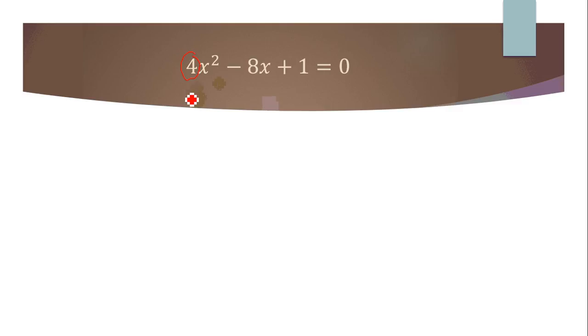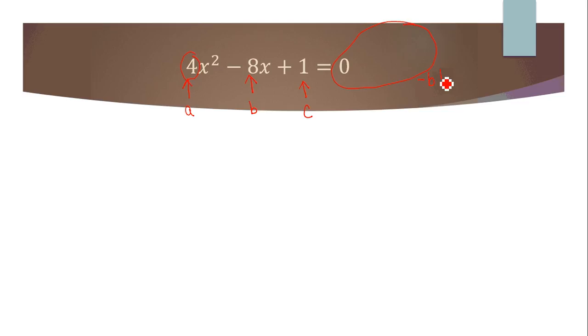The a always has to be in front of the x squared. The b will always be the number in front of the x, and the c will always be that constant term. Now, if for some reason there were some terms over here on this other side, we'd want to make sure that we move everybody to one side, combine any like terms before we even start using the quadratic formula. Okay, so let's take a look.